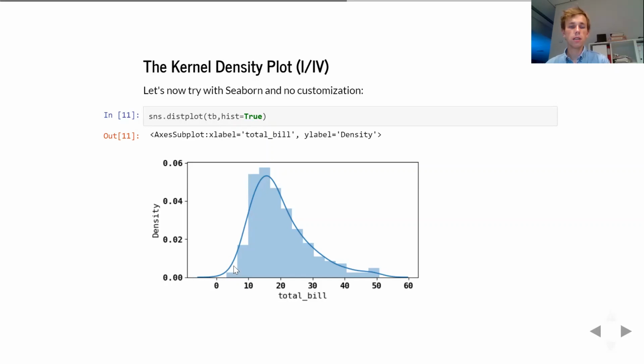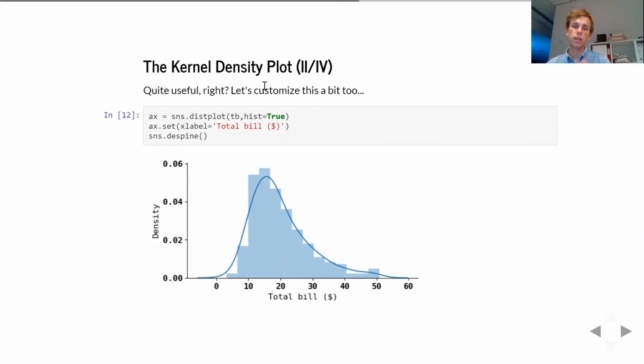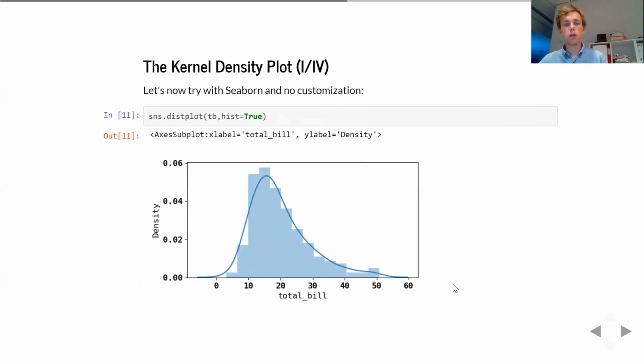But then we've also got this estimate of the distribution of our data. And this estimate has been smoothed with a kernel. So we get this nice illustration or estimate of the density of the total bill variable, but in a smoothed and very easily digestible way. So that's quite useful.